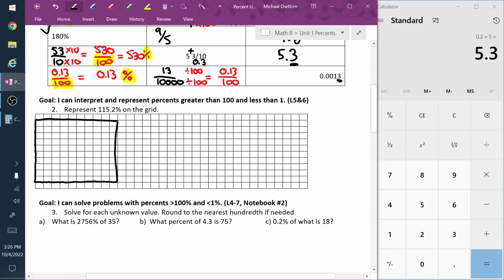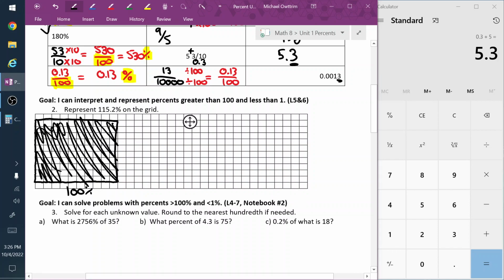Now, one of these squares, 10 by 10, is 100 squares, or 100%. Since we're over 100%, we can shade in all of that to begin with, and then we'll actually need a second 10 by 10. Now, in this one, we're going to need our 15.2% to get our total of 115.2%. Here's 10 in a single column.